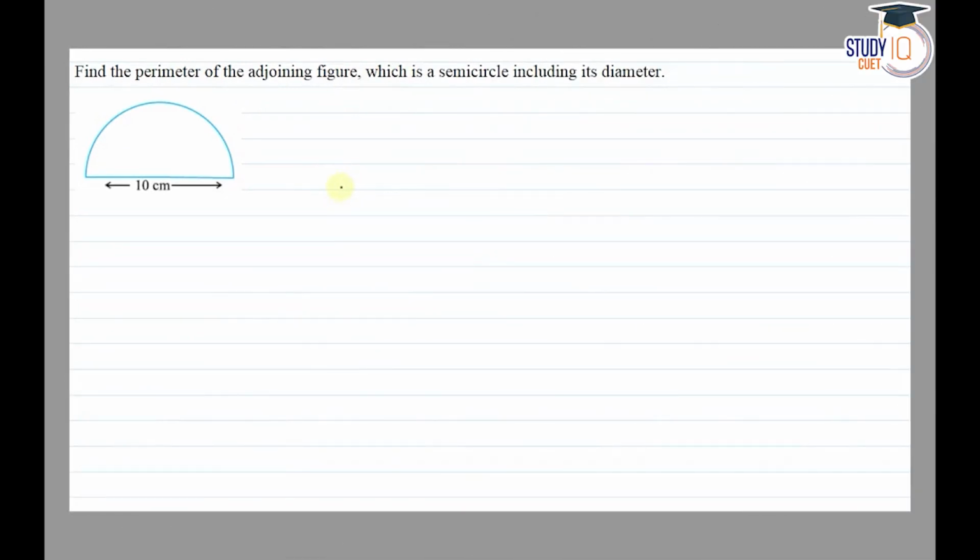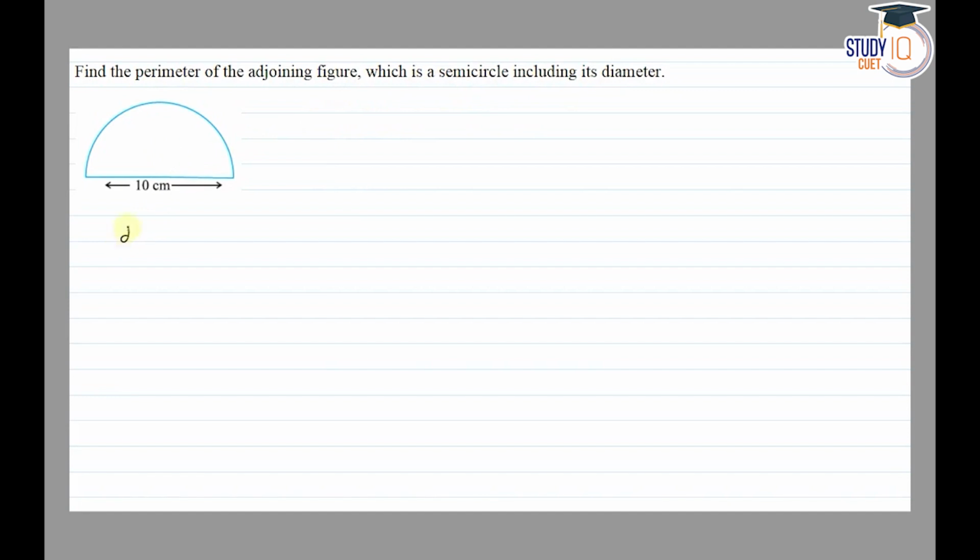Hello everyone, this question appears in class 7th NCERT chapter of perimeter and area. This is 7th question of its exercise 11.3. So the question says that find the perimeter of adjoining figure which is a semicircle including its diameter.